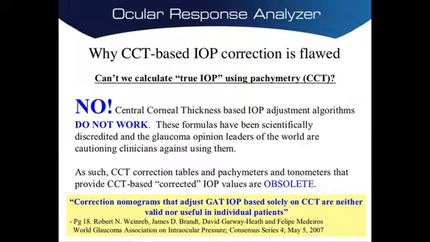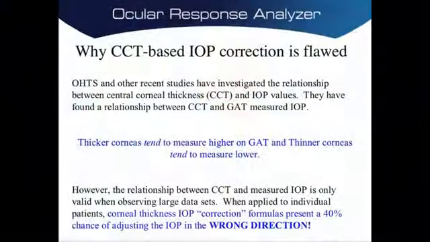This is important information, and it might be shocking news to some of your customers, some of the people in the field that are using these corneal thickness adjustment algorithms, because they've been told that corneal thickness can help them obtain a true intraocular pressure measurement over the past 5 to 10 years. Unfortunately, it's not a valid statement. Why is that? Ocular hypertension treatment study and other studies have found, yes, there is a relationship between the thickness of the cornea and the Goldman-obtained IOP measurement. That is to say, thicker corneas tend to measure higher on Goldman, and thinner corneas tend to measure lower.